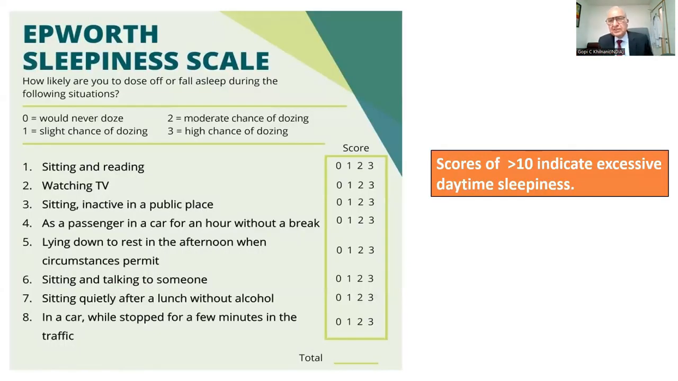So how do we assess daytime somnolence? There is the Epworth Sleepiness Scale, which is the most commonly used. There are several other scales also. Situations include sitting while reading, watching TV, sitting inactive as a passenger in a car, and so on and so forth. They are scored from 0, 1, 2, 3. The patient does it.